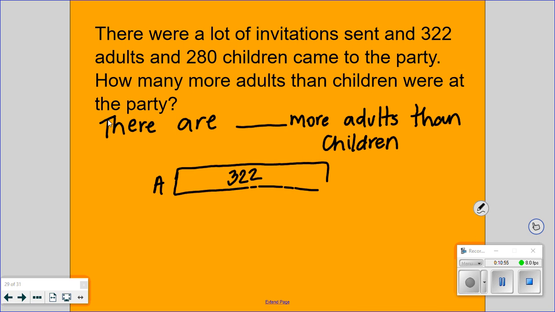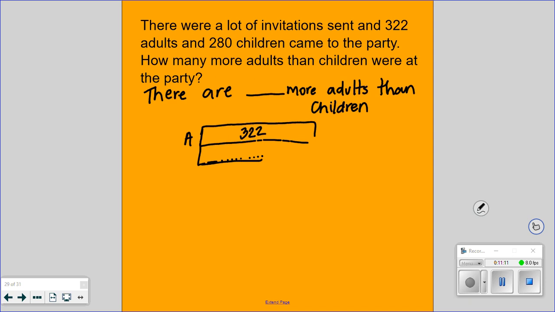Now I'm going to draw a bar for children. Is our children bar going to be the exact same size? No, it's going to be smaller. Mason, why is our children bar smaller? It's not the same value. It's a smaller value. There's only 280. Actually, I'm going to scoot it over a little bit more.